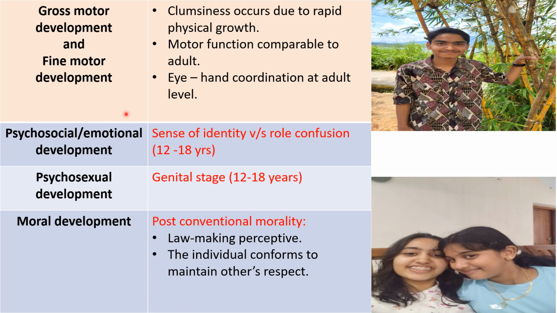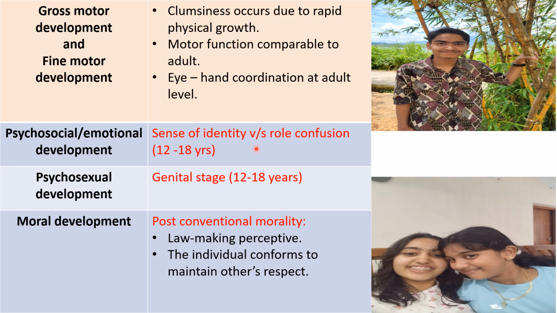Gross motor and fine motor development. Clumsiness occurs due to rapid physical growth. Motor function is almost comparable to that of an adult, and there is good hand-eye coordination, and it has reached the adult level. That means the gross and fine motor development is at the topmost level for an adolescent.